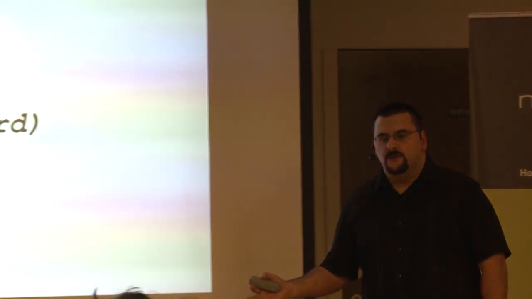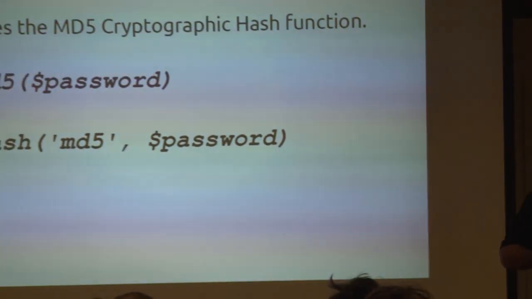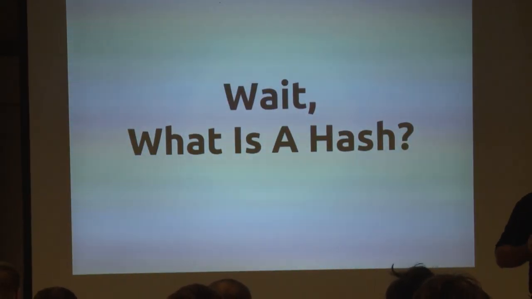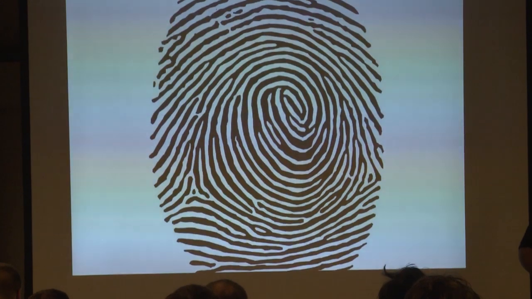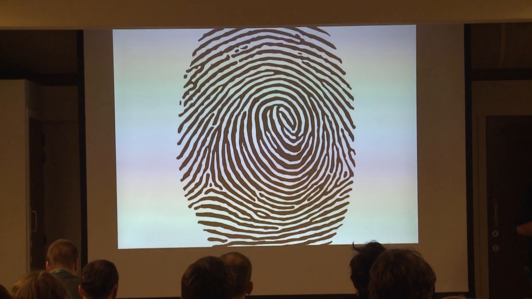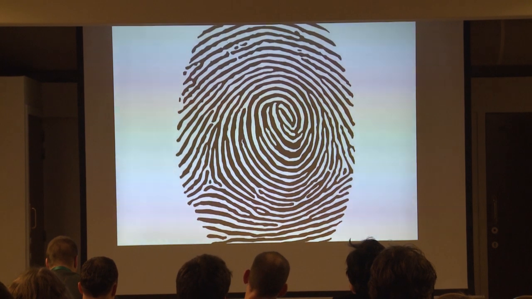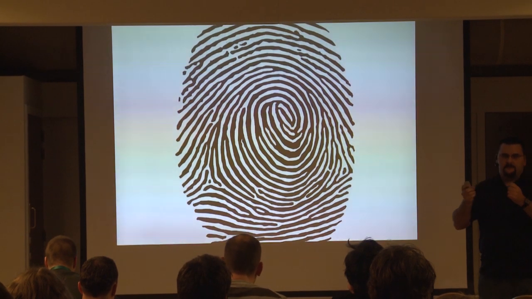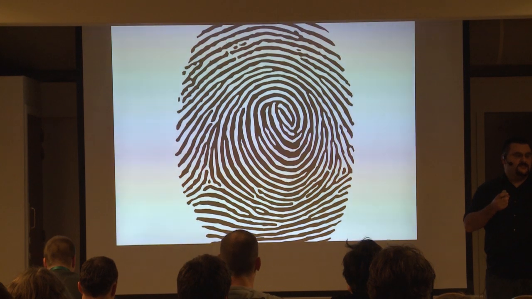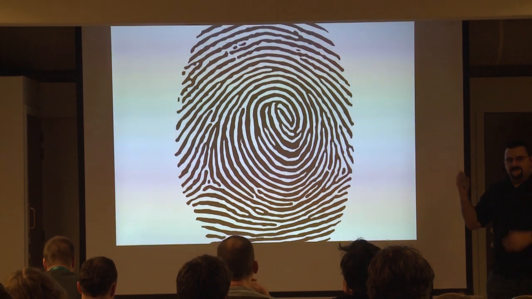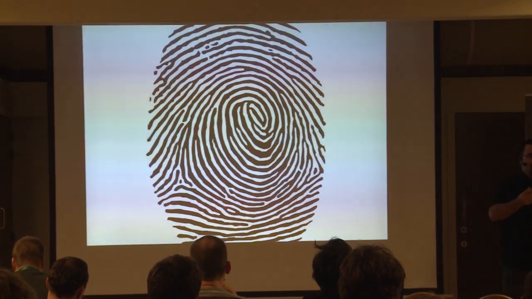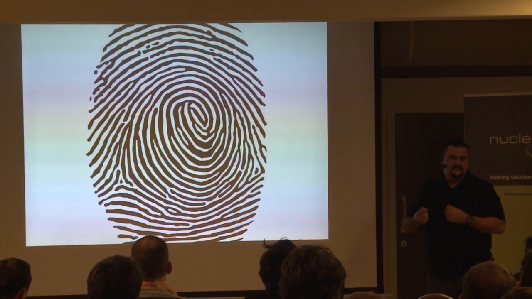If we use MD5, that's the next logical step beyond plain text. Let's just hash this password. It uses the MD5 cryptographic hashing function. What's a hash, though? Think of a hash as a fingerprint. If I want to know who you are and I take a picture, I can go around the room with that picture and find that, hey, that's you. Whereas with a fingerprint, I need to actually get access to you in order to see if it's the same.